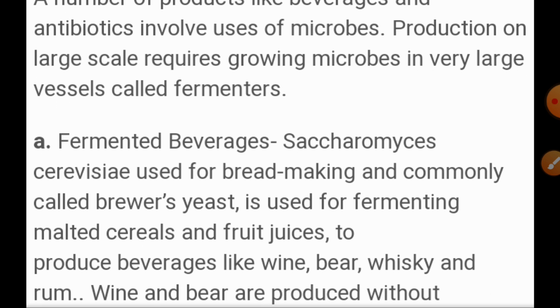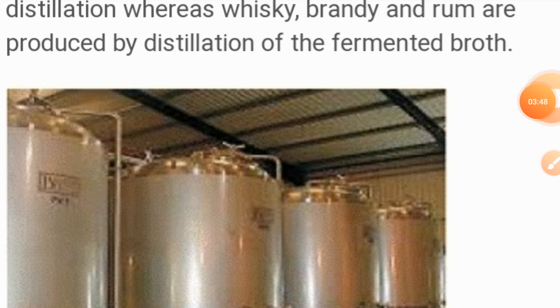How can wine and beer be developed? Fermentation of the fruit juices occurs, but wine and beer are produced without distillation. Means there is no distillation process for the formation of this type of wine and beer.